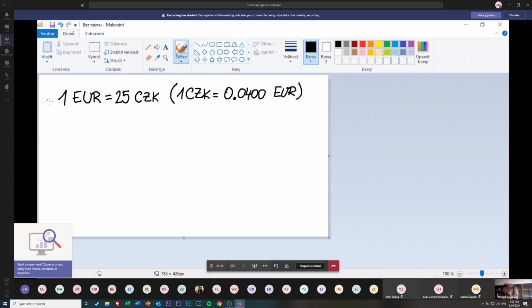So if there will be a change in the exchange rate, let's say there will be the change from 1 euro for 25 to 1 euro for 24 Czech crowns, I will write that at the same time 1 Czech crown is for 0.0416 euros.